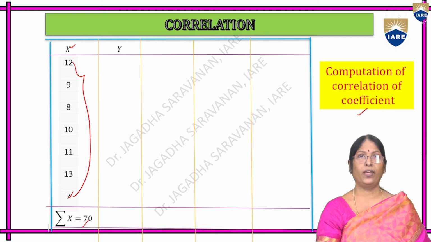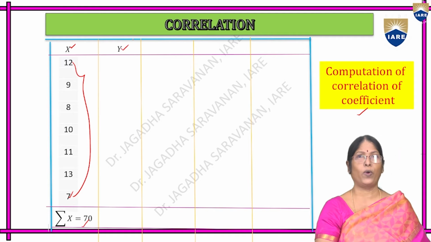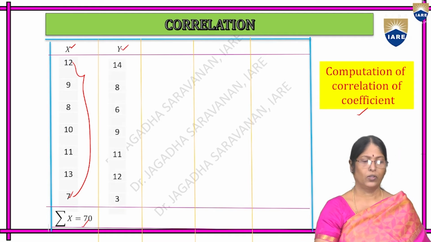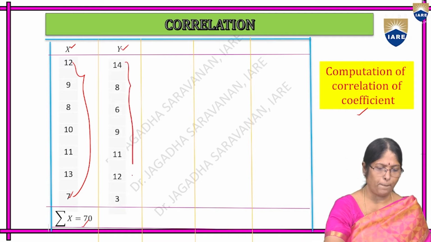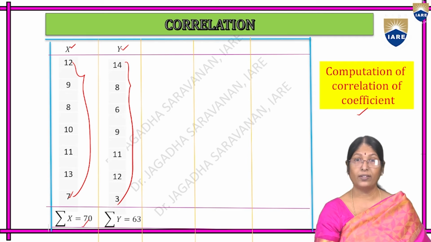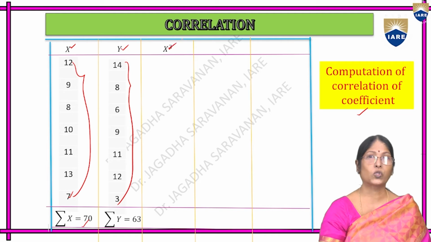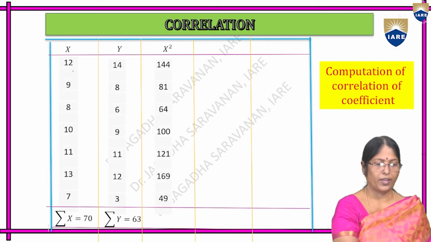The next one is y. This is also given in the question, so here we are going to add completely. We get summation y equal to 63. The next one is x square. So here we can see it.